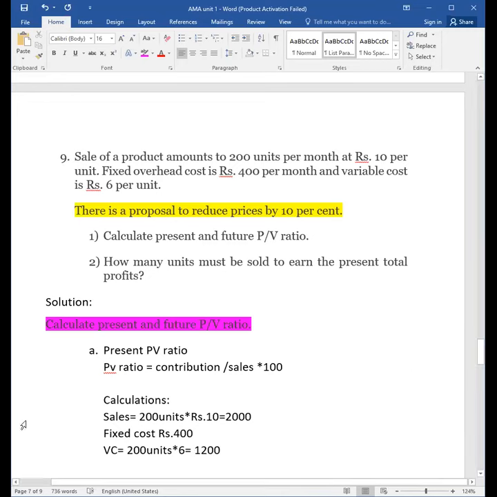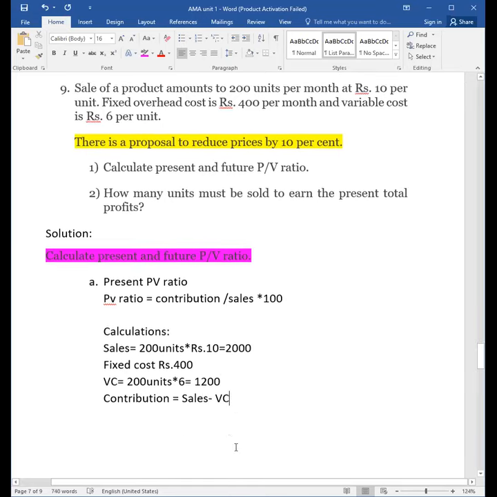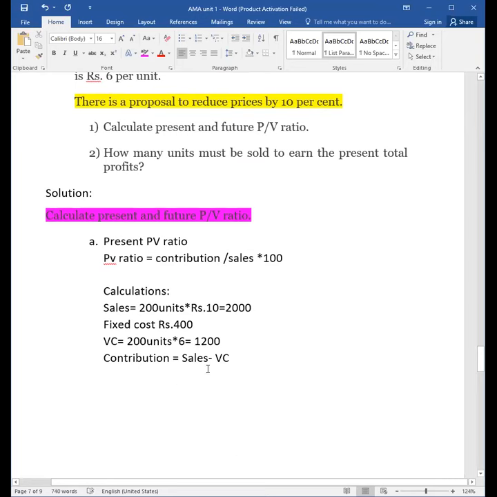Now, what you require: you have sales. Sales is 2,000. Now you require contribution. So contribution is equal to sales minus variable cost. You can use calculation here or directly use it. Sales is equal to 2,000 minus variable cost 1,200. So 800.